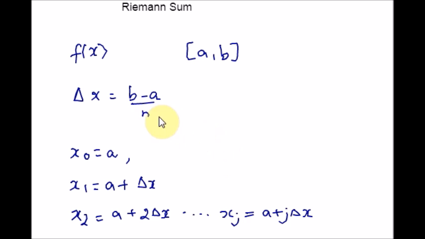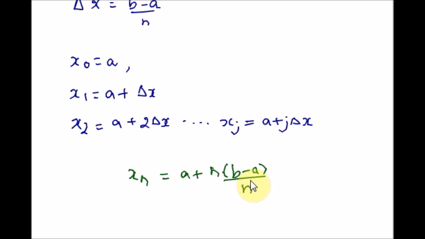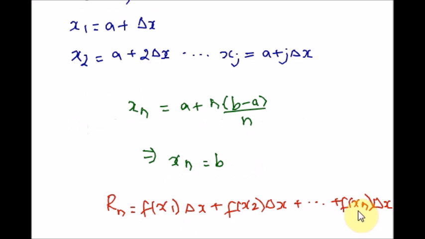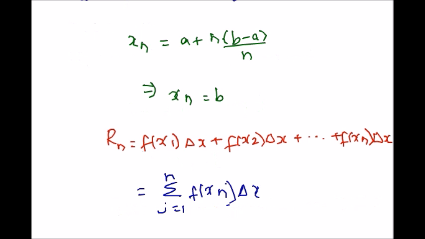Please notice that xn is nothing but a plus n delta x. In the place of delta x, I am just replacing the formula (b minus a) over n. The n gets cancelled out. And a plus b minus a also gets cancelled out. So xn will be just b. Now let us define the nth right hand sum of f of x on the interval [a, b]. This is the right hand sum. This can be simply written as summation of j equal to 1 to n, f of xj delta x. Hope you are clear with this. In the same way, we can also write the nth left-hand sum of the function f of x on the same closed interval [a, b].